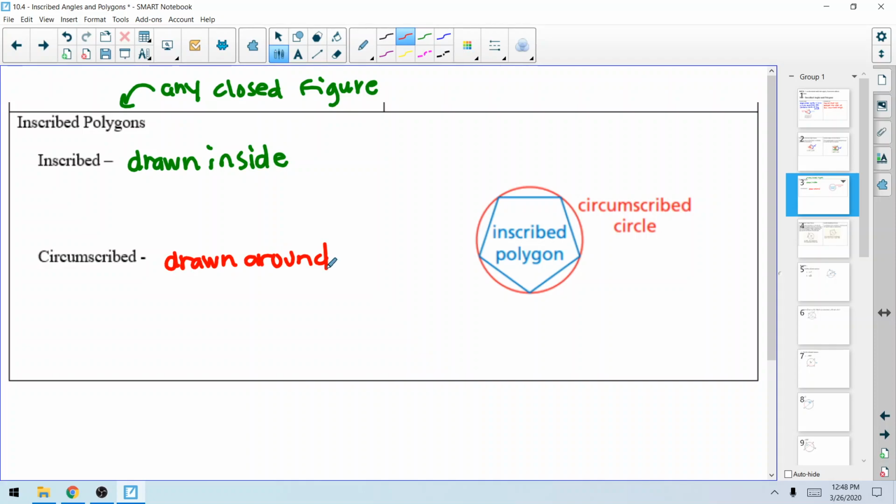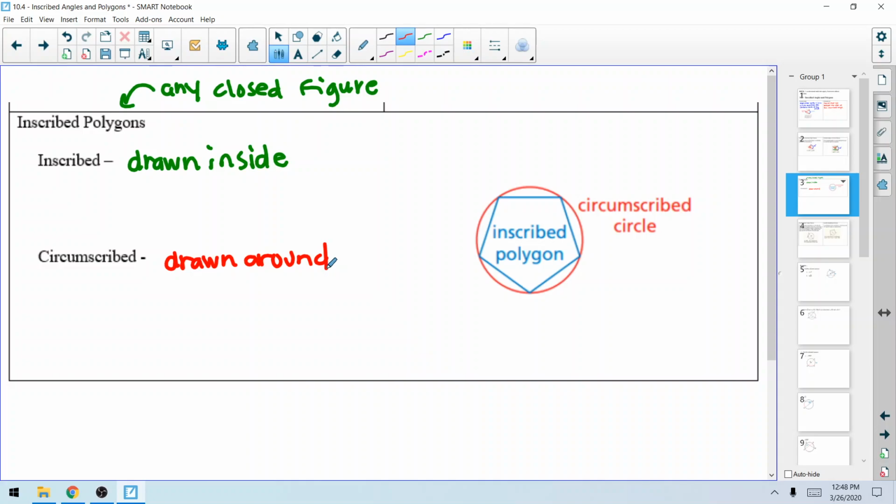Okay, so if you look at the circle, it is drawn outside of the polygon, so it's a circumscribed circle. So if I use the word inscribed, you need to know I'm talking about the inside. If I use the word circumscribed, you need to know I'm talking about the outside.